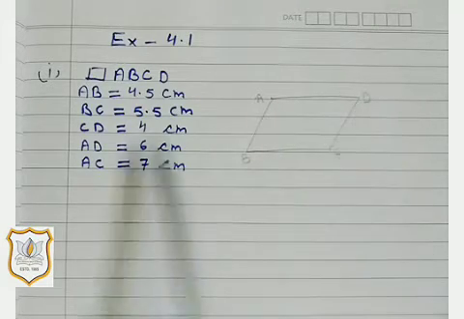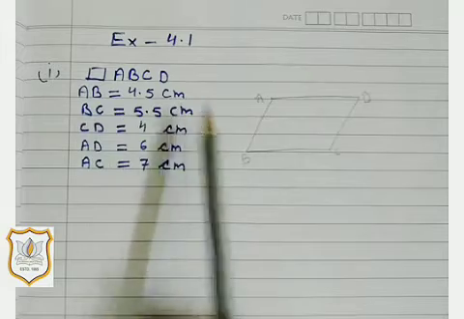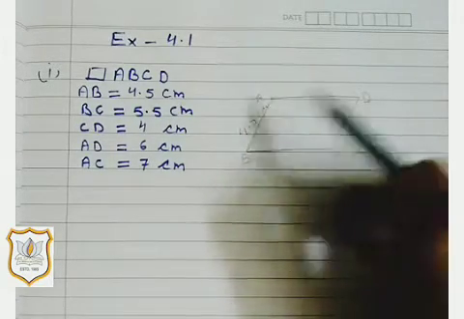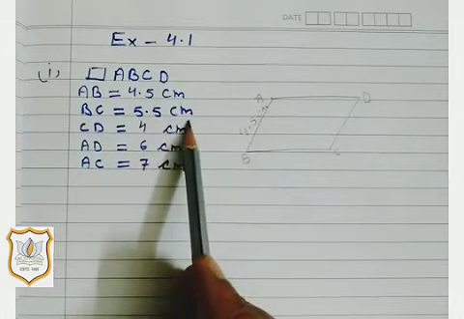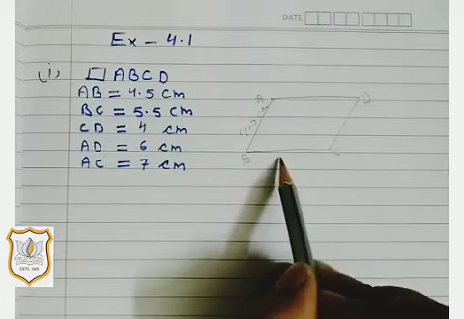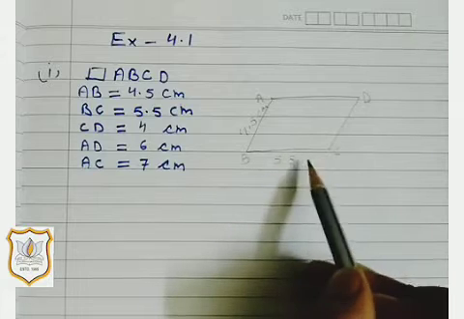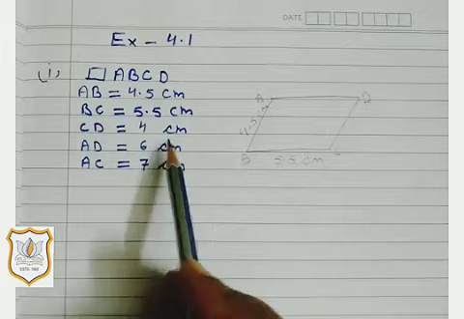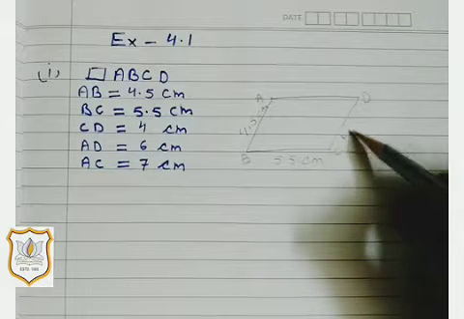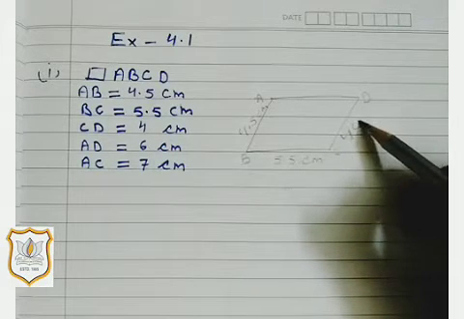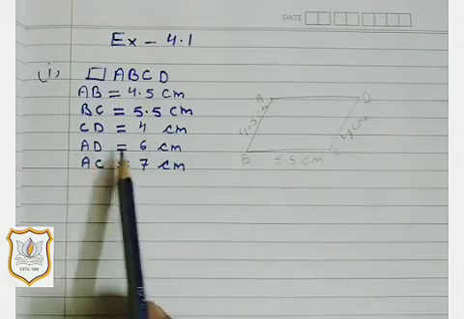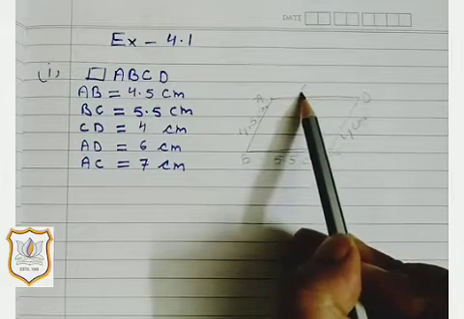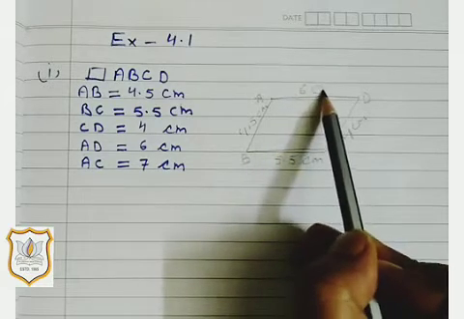where AB is equal to 4.5 centimeter. So we write 4.5 centimeter. BC is equal to 5.5 centimeter. So we write here 5.5 centimeter. And CD is equal to 4 centimeter. So we write here 4 centimeter. And AD is equal to 6 centimeter. So we write here 6 centimeter.